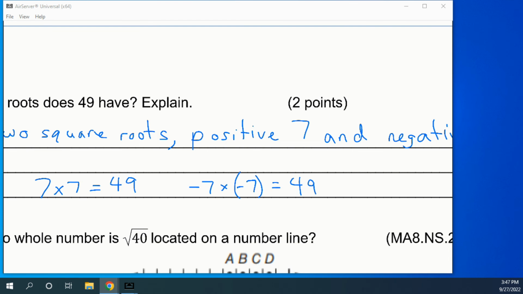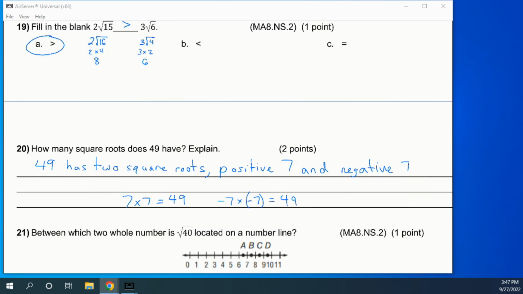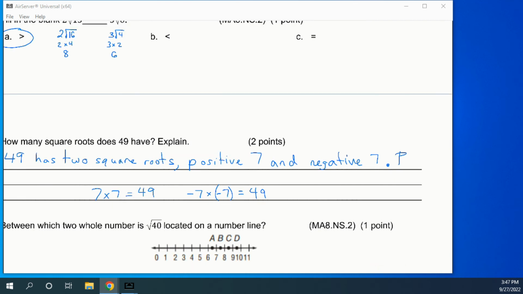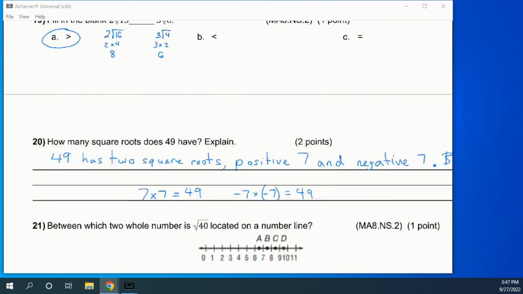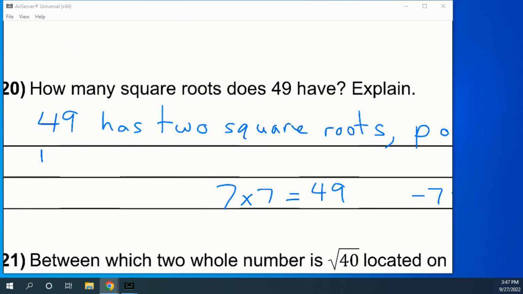Okay, so it doesn't say explain. My math is not good enough to be an explanation. So let's think about this. 49 has two square roots, positive 7 and negative 7. Why does that work? Because both positive and negative 7 result in a product.